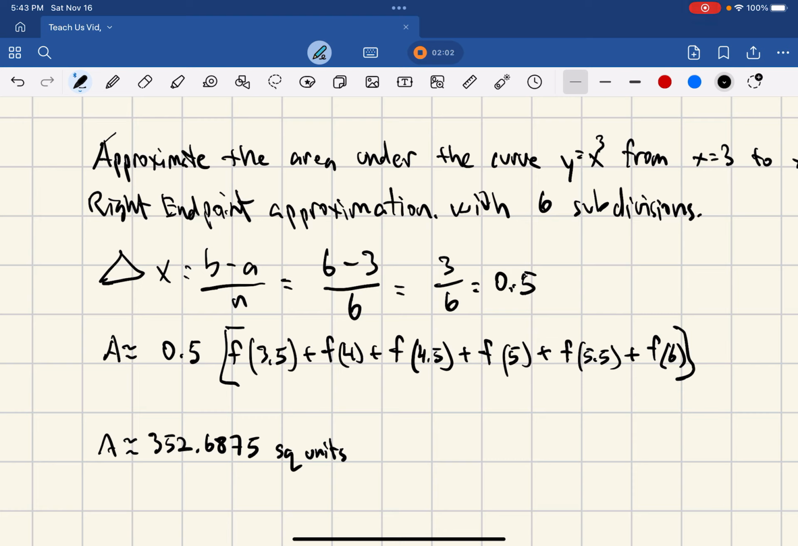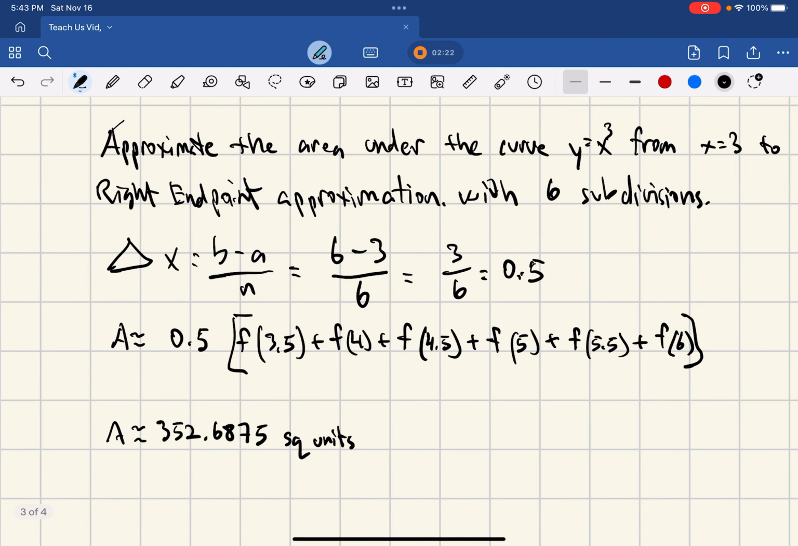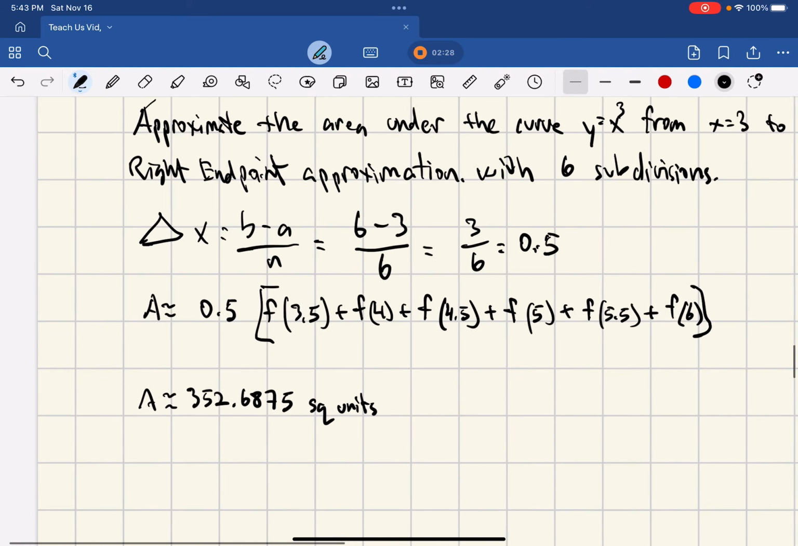If it was the left endpoint, we would start at x equals 3, which would be f of 3, and then each step we go, we add 0.5 all the way till we get to 6, meaning 6 subdivisions. Since this is the right endpoint, we start at 3.5, and then we just go 4, 4.5, 5, 5.5, and 6.